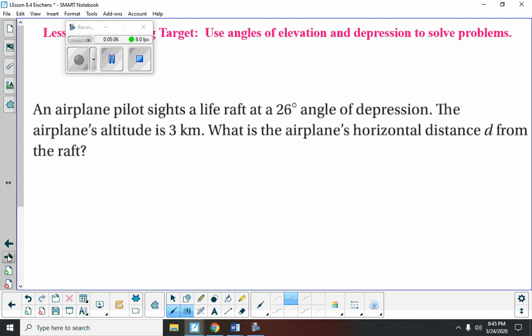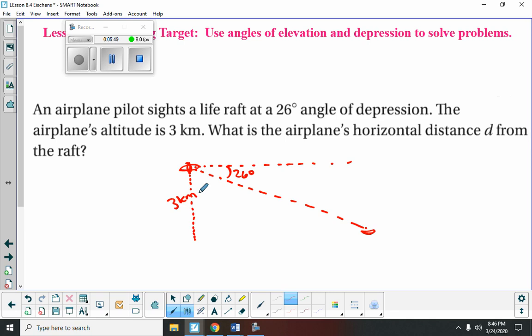All right, here's another problem. An airplane pilot sights a life raft at a 26-degree angle of depression. The airplane's altitude is 3 kilometers. What is the airplane's horizontal distance from the raft? Okay, so you have an airplane pilot, and this is if he was looking straight ahead. He sights a life raft at a 26-degree angle of depression. So if he looks down, here's a little life raft. This is 26 degrees. The airplane's altitude is 3 kilometers. So that means the perpendicular distance to the ground, that's the altitude, how high up it's flying, is 3 kilometers.